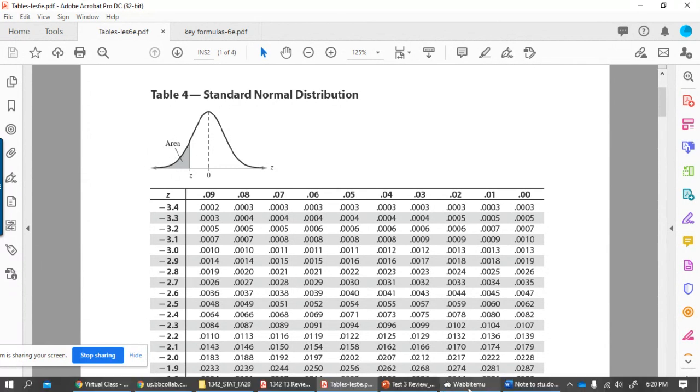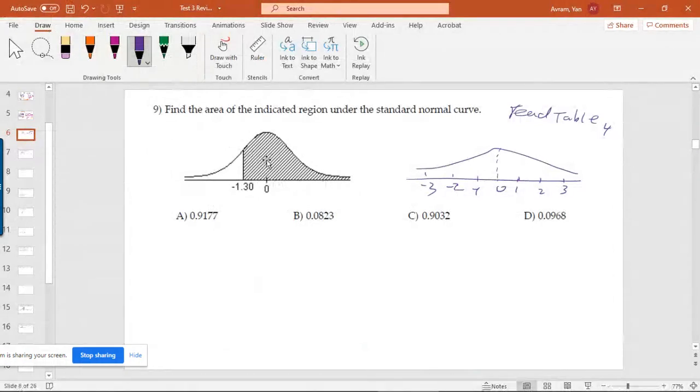And how do you find the area on the right? Like this one, you want to find the area on the right. If you want to find the area on the right, you will need to use 1 minus the area to the left, because the total area is equal to 1. All right. So when we go to read a Z-score, this one Z-score is negative 1.30.